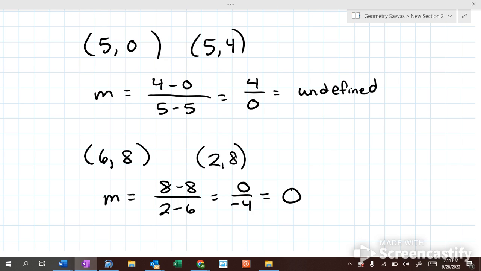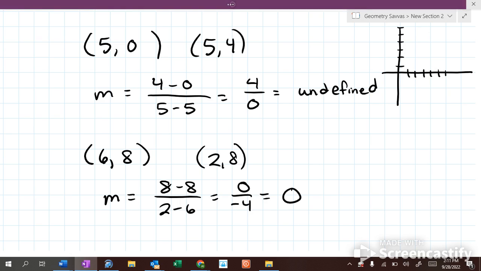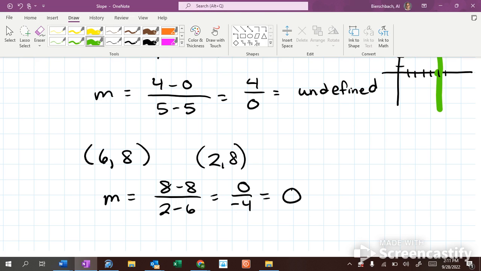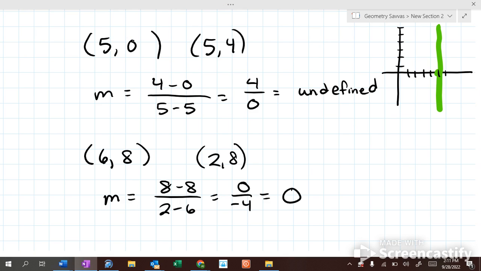Okay. Let's peek and look at a little graph of this one really quick. 1, 2, 3, 4, 5, 6. All right. 5, 0. Let me change colors here so you can see it. 5, 0 would be right there. 5, 4 would be right there. It'd be a line like this. What do you call that type of a line? Vertical. It's a vertical line. So an undefined slope is a vertical line.